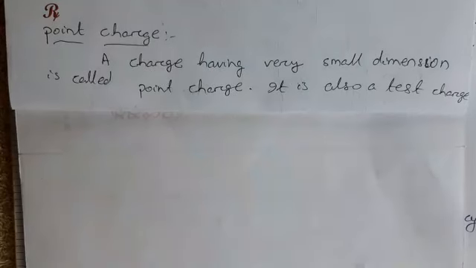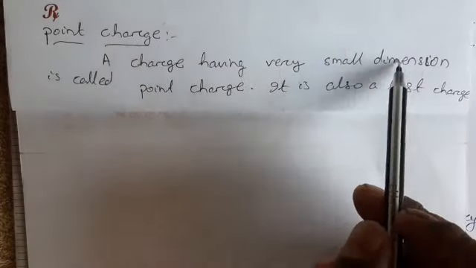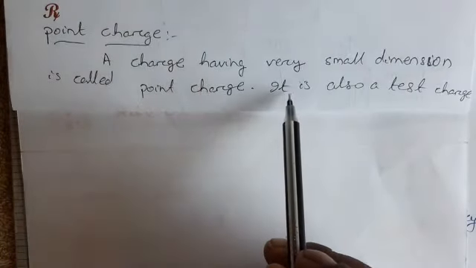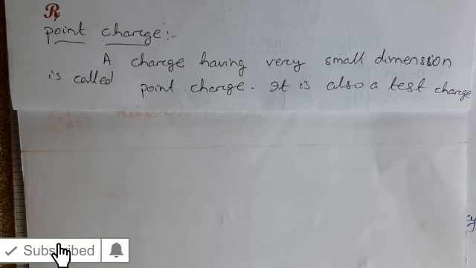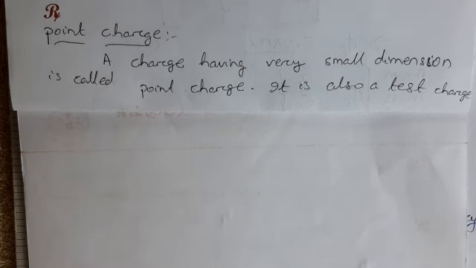So let's see. A point charge is a small charge having very small dimension. A charge having very small dimension is called a point charge, or it is also called a test charge. You have to remember, very small dimension means you can say 1 coulomb of charge, 2 coulomb of charge, minus 5 coulomb of charge, minus 5 microcoulomb of charge, small in size. You have to remember that it is a point charge, not an object. Okay, so going to the statement of Coulomb's law.